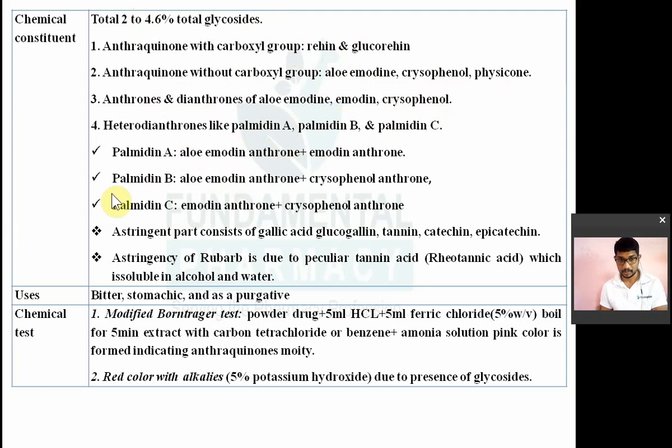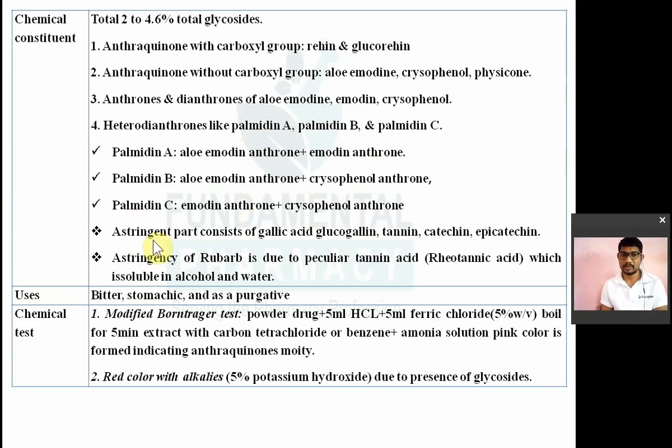So what is palmidin A? Aloe-emodin anthrone plus emodin dianthrone. Palmidin B is aloe-emodin anthrone plus chrysophanol anthrone. Palmidin C is emodin anthrone plus chrysophanol anthrone. So this is not important. Even if you don't say it, there is no problem.